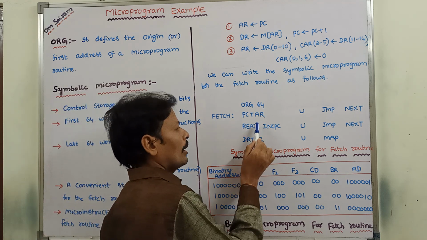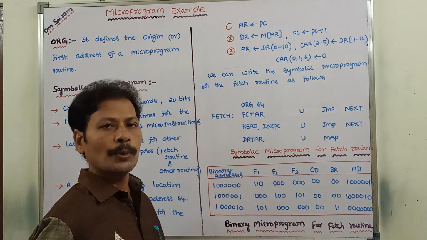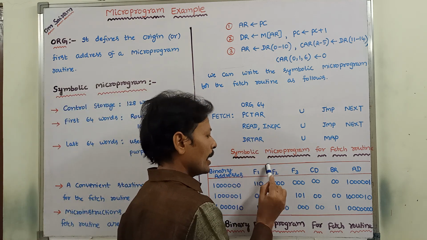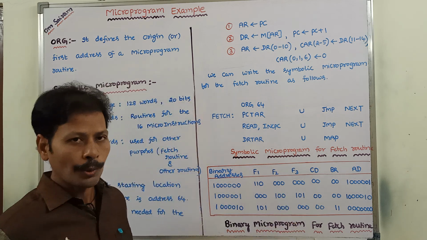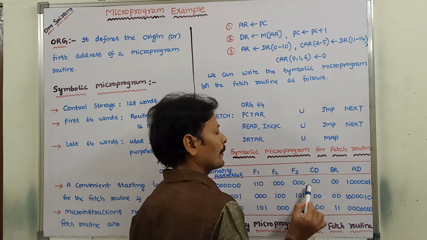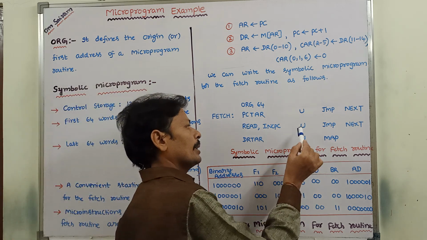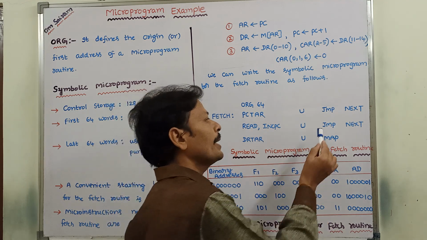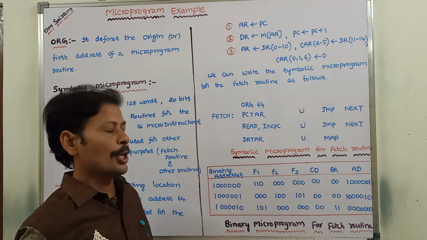So here, read micro operation is not available in the F1 field, so the F1 field is filled with 3 zeros. Read micro operation is available in the F2 field with binary code 100, and INCPC is available in the F3 field at binary code 101. The CD field contains U. U is nothing but 00. The BR field contains jump. Jump is nothing but BR value 00.